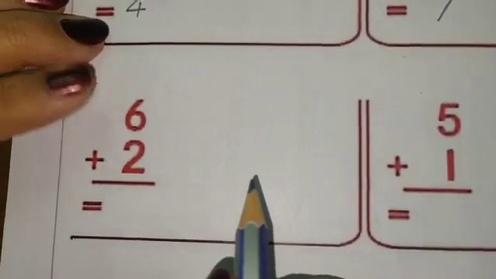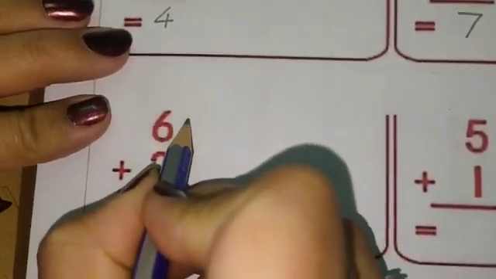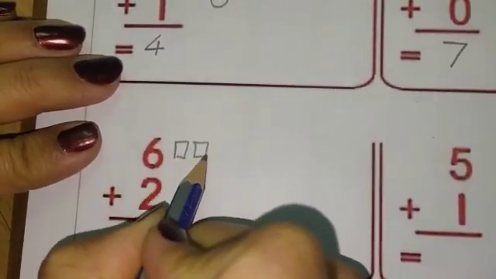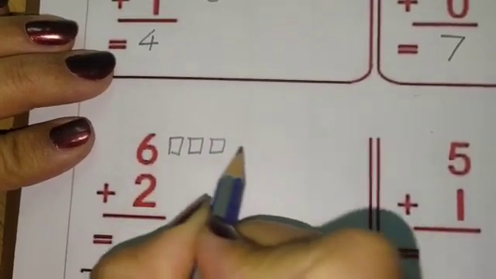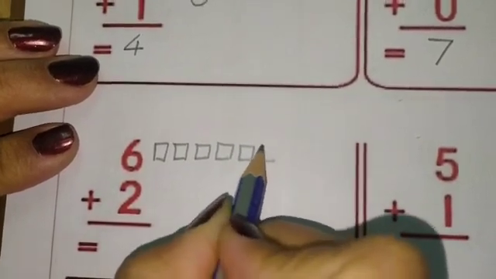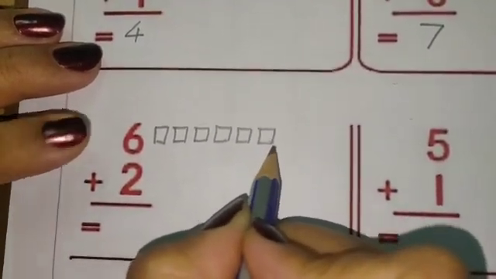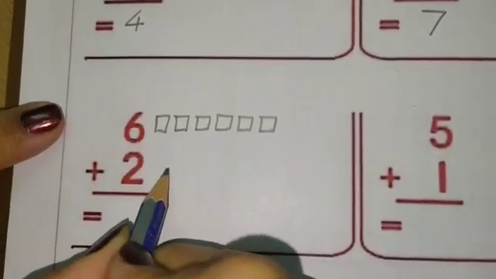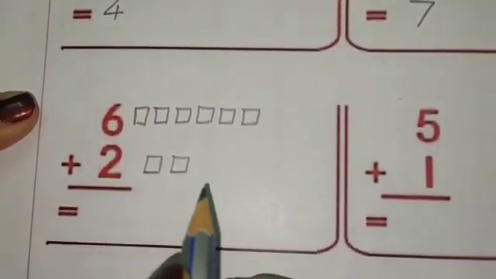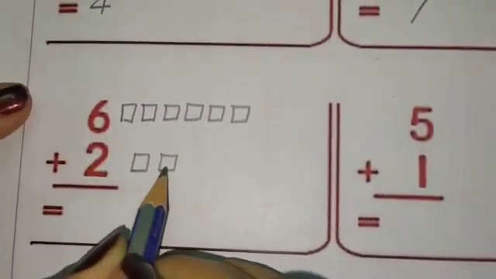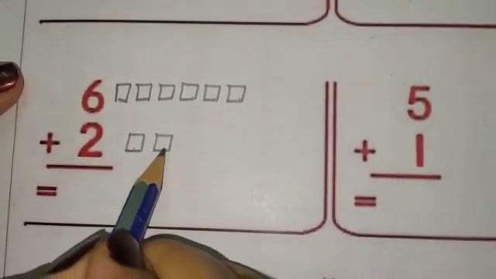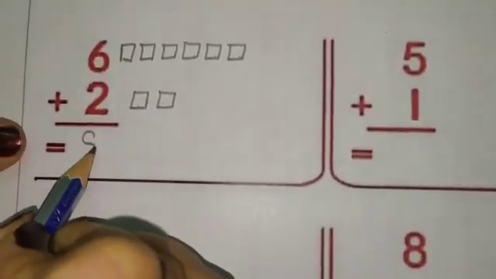Next we have number 6. So we will draw 6 squares. 1, 2, 3, 4, 5, 6. 6 squares. And here which number? Number 2. So we will draw how many? Yes, children, we'll draw 2 squares. 1, 2. Now 6 plus 2, let's count the squares. 1, 2, 3, 4, 5, 6, 7, 8. So our answer is 8.